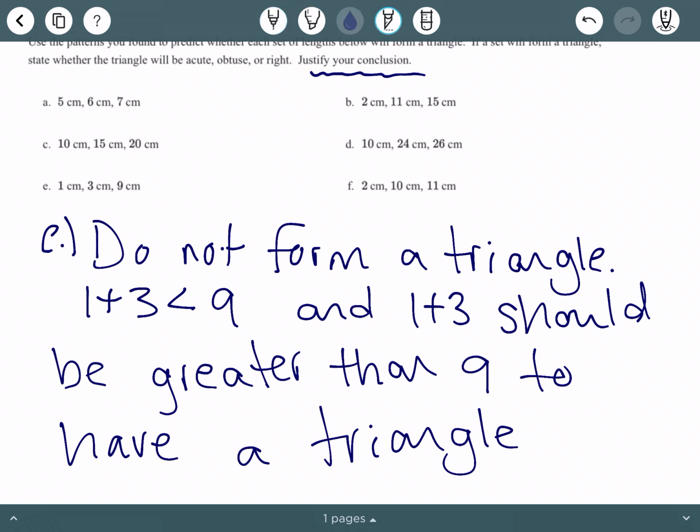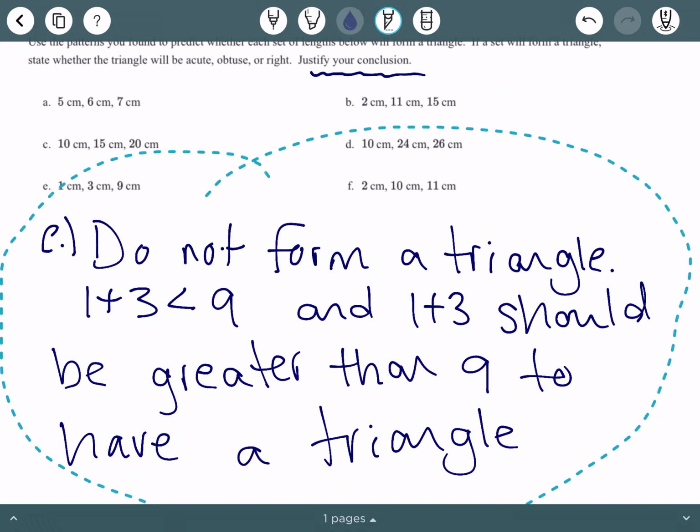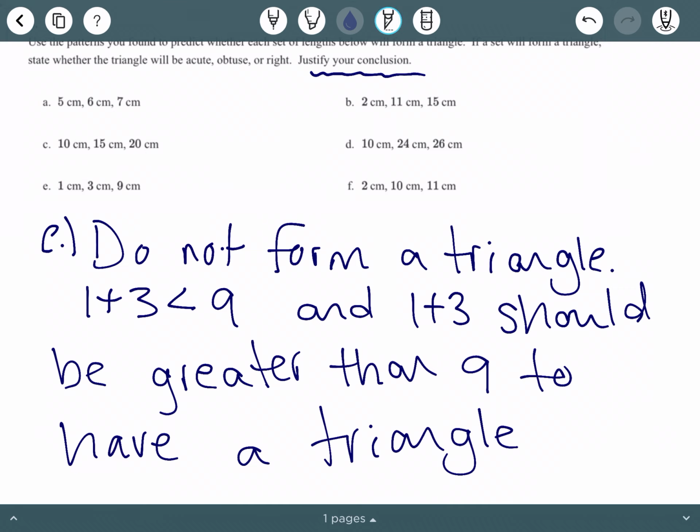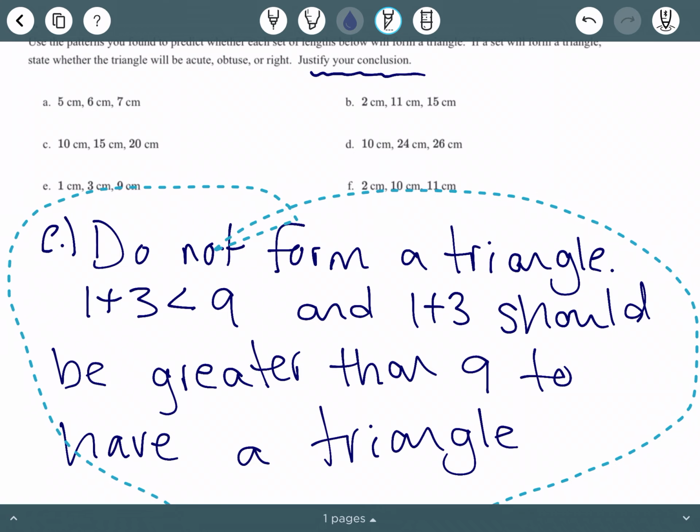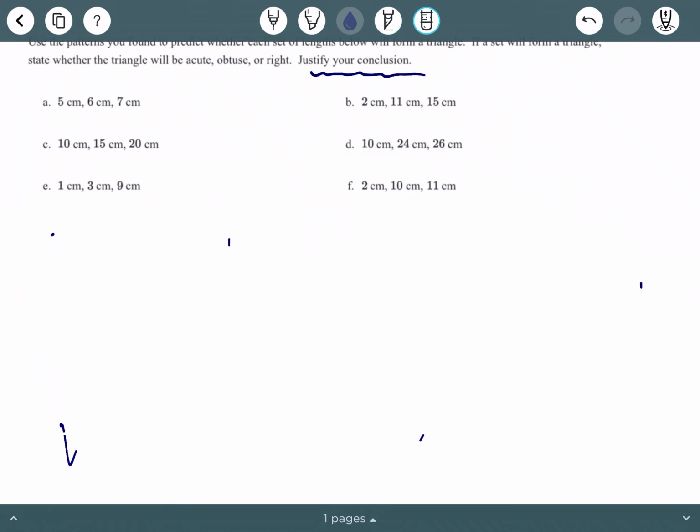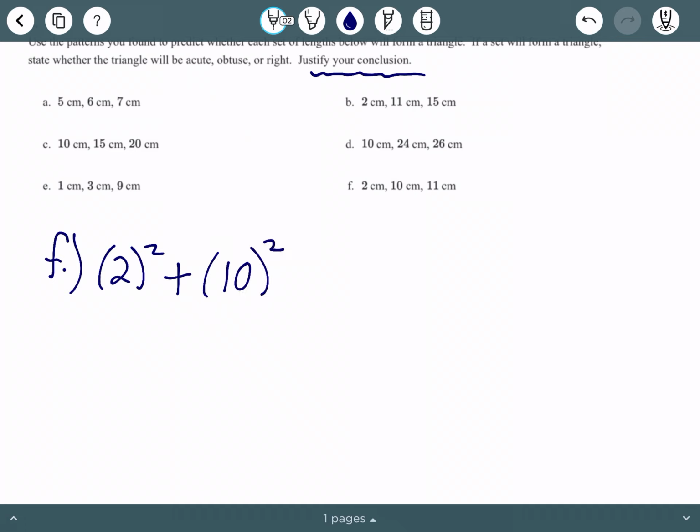Okay, that brings us to F. Ooh. Maybe. All right, in F, we have sides 2 centimeters, 10 centimeters, and 11 centimeters. Well, 2 plus 10 is 12, which is greater than 11. All of the other sides work as well. Spare you the time. So 2 squared plus 10 squared. We don't know what it is in relation to 11 squared, so I'm going to leave a blank.